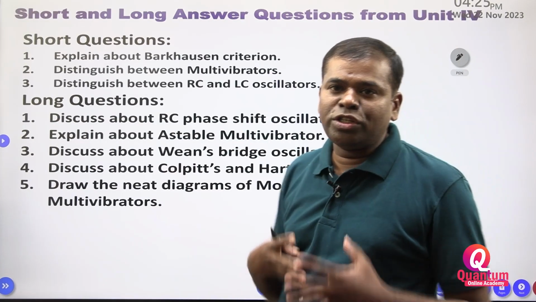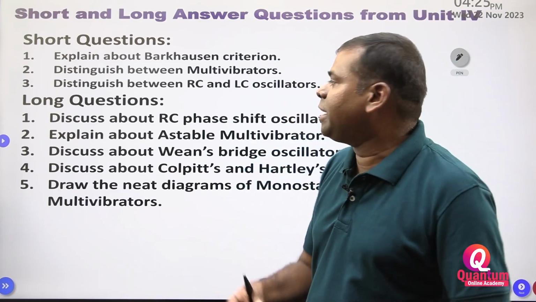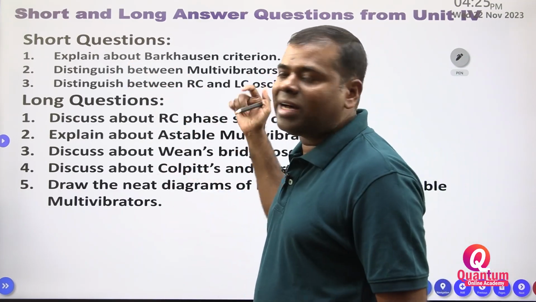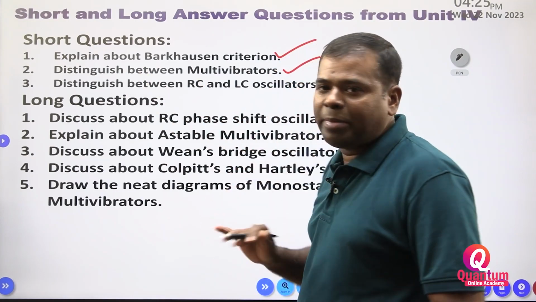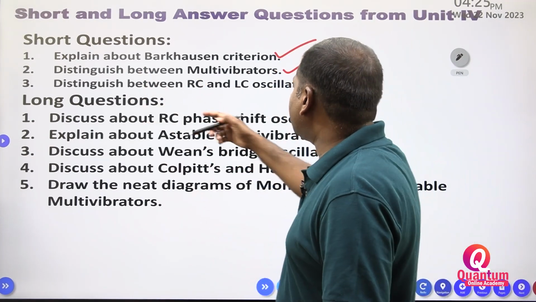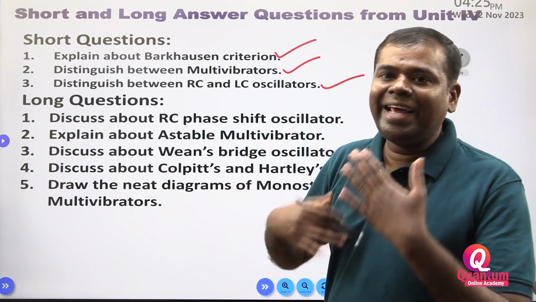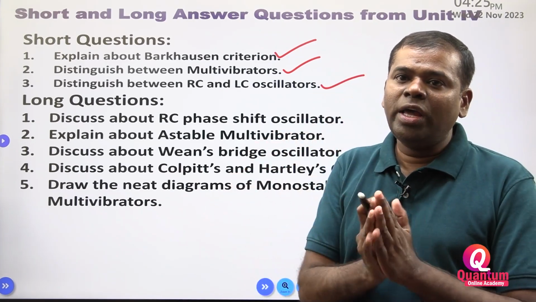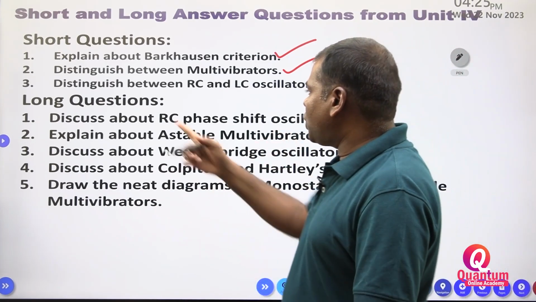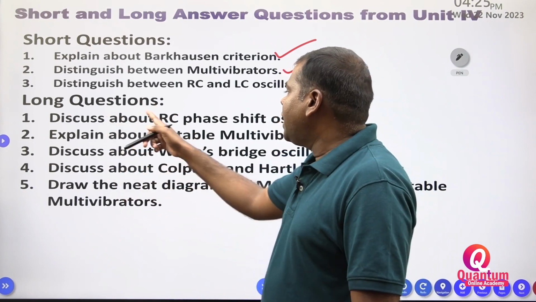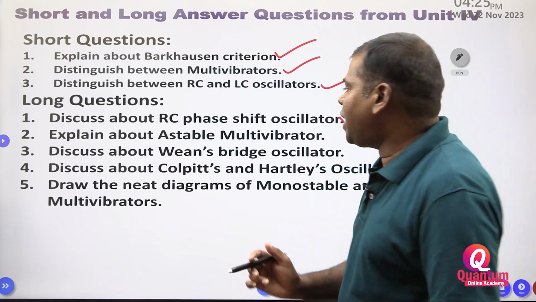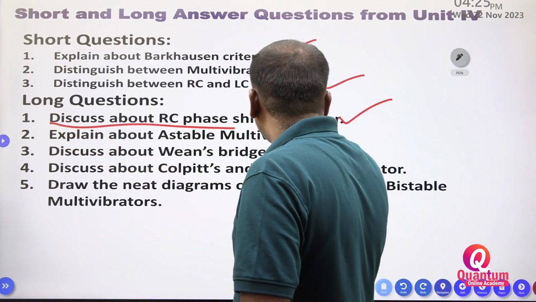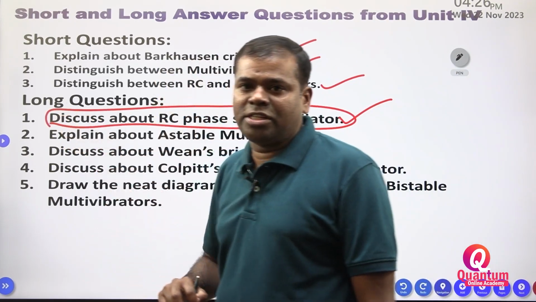So those things you have to explain. So what are the questions you are able to get? Explain about the Barkhausen criteria. This is very important. Distinguish between the multi-vibrators. This is also important. Distinguish between the RC and LC oscillator. This is also an important concept. So now long questions you have to see. Discuss about the RC phase shift oscillator. This is a very important question. So many times your question paper consists of this question.